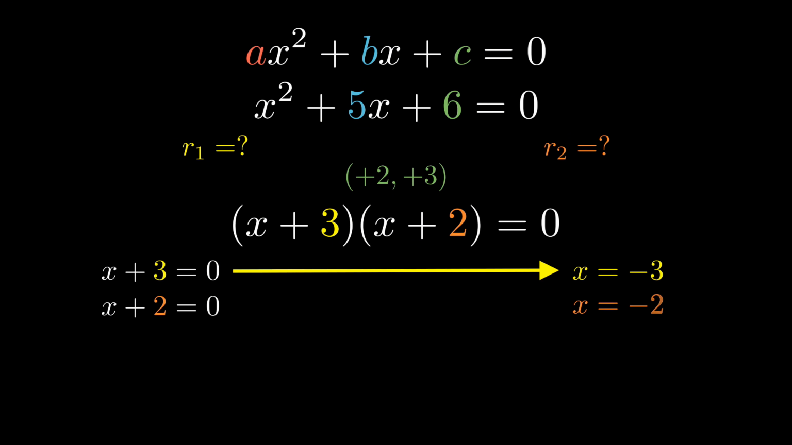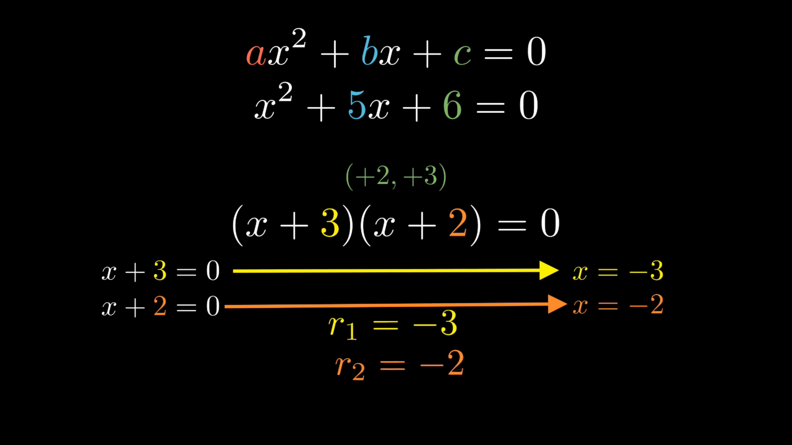When x plus 3 is equal to 0, we have x is equal to minus 3, and when x plus 2 is equal to 0, we have x equals minus 2, and therefore our solutions are minus 3 and minus 2.